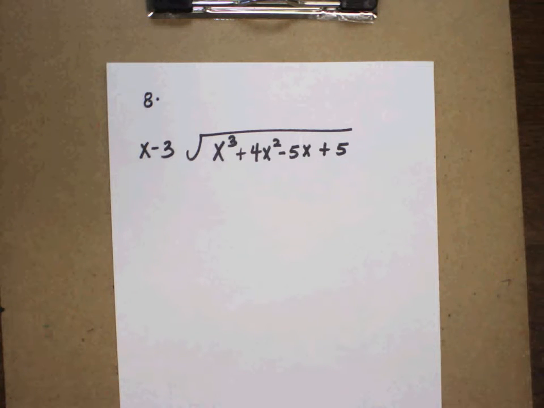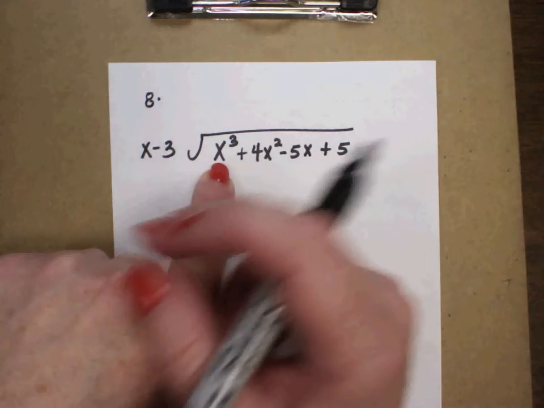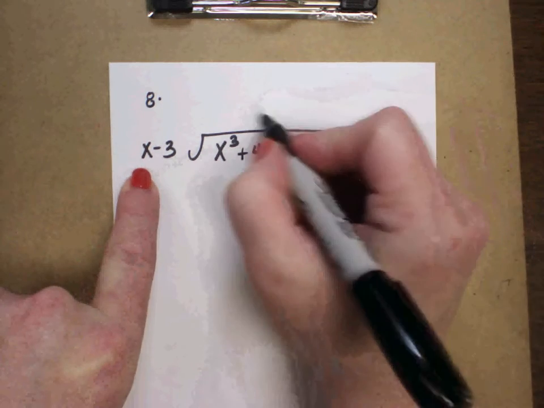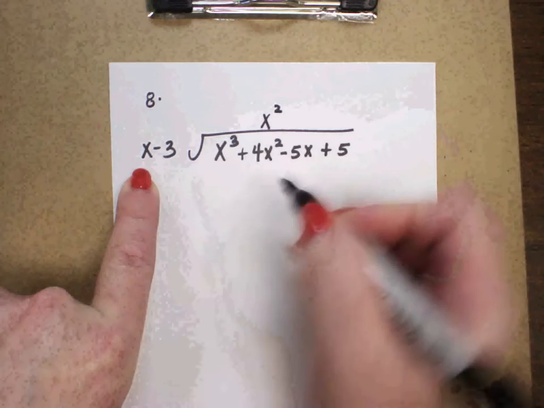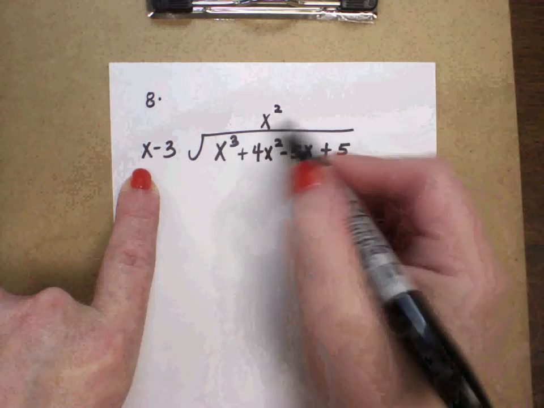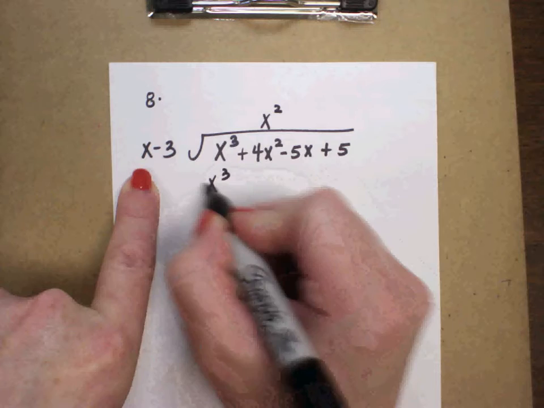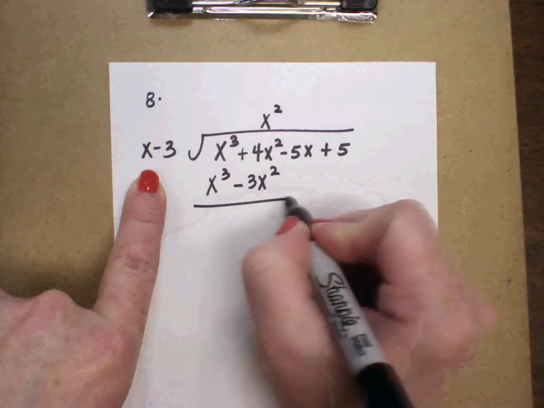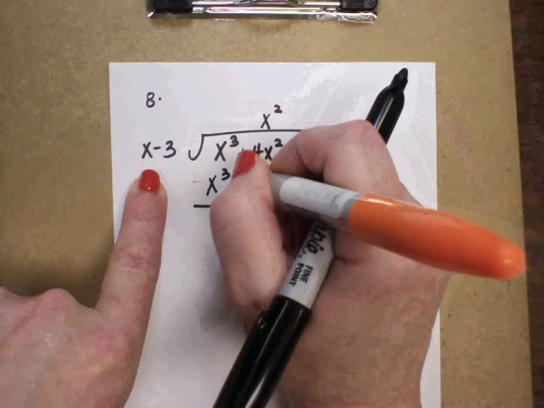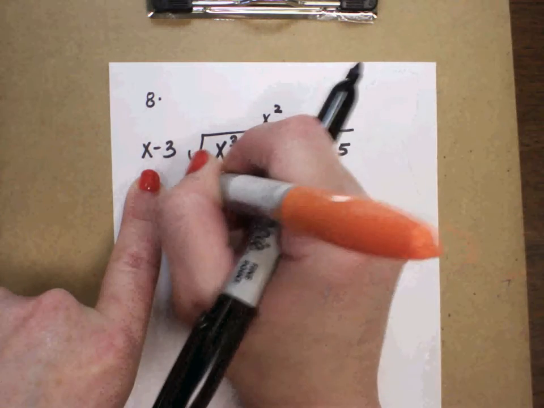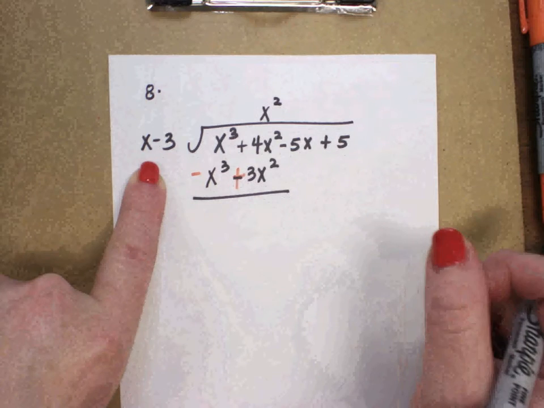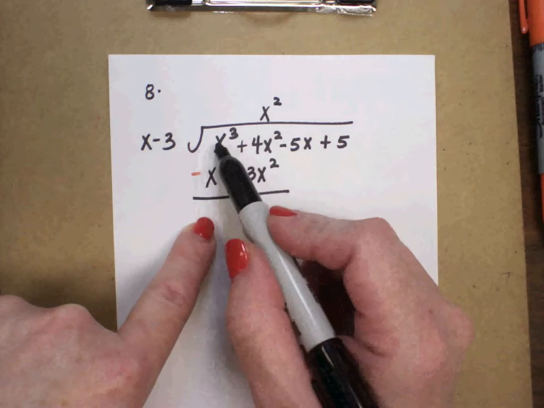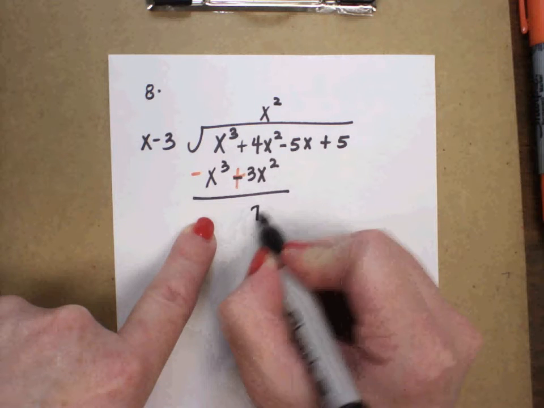All right, so I need to eliminate x cubed. So I already have an x. X squared. Thank you. What you need, right? X squared times x would be x cubed minus 3x squared. Okay? All right, what would this be? This is 0. 7x squared. Bring down the 5x.